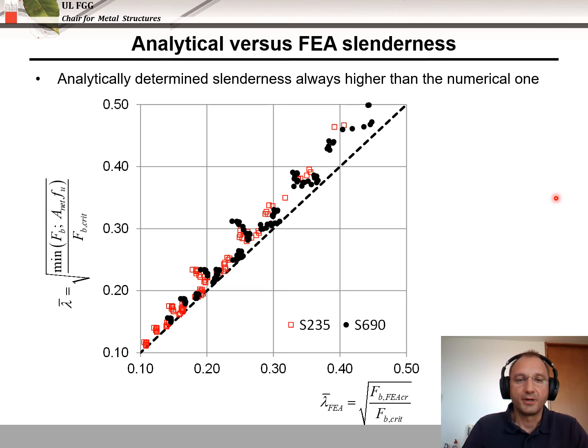On this diagram, we compare the numerically determined slenderness and the slenderness determined by the analytical model. We can see that the analytically determined slenderness is always higher than the numerical one, and that the scatter of the results is not that large. So we assume that our analytical model is fairly good.